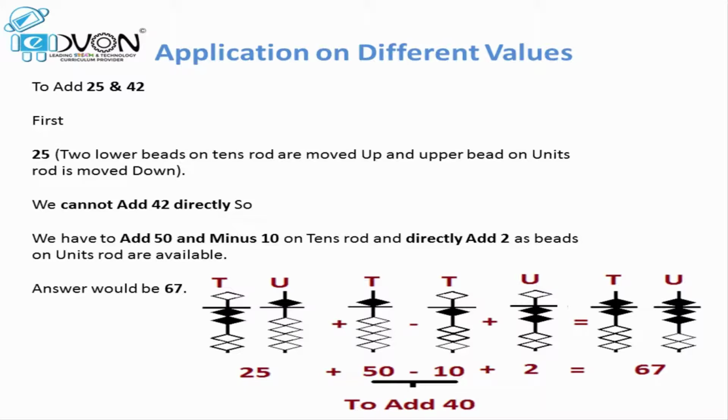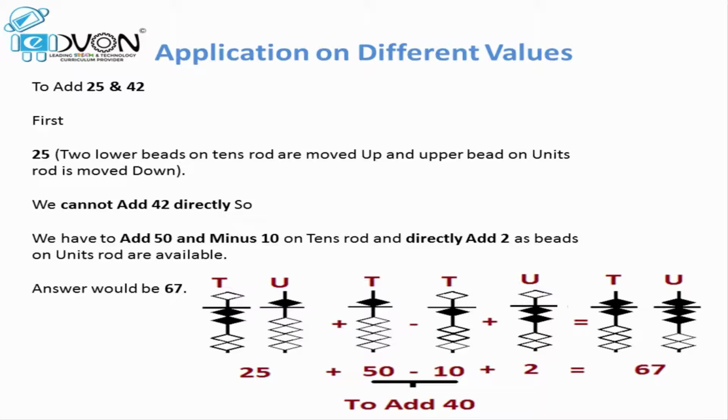So we cannot directly add 40 on tens. So we will apply the formula. We will open the thumb on the left hand and close one finger on the left hand. Now to add the 2 of 42, we can directly add on the right hand as we have enough fingers available. So we will open 2 fingers on our right hand.